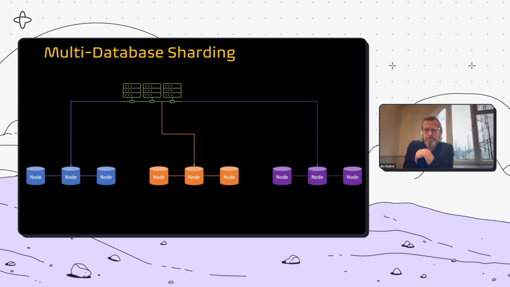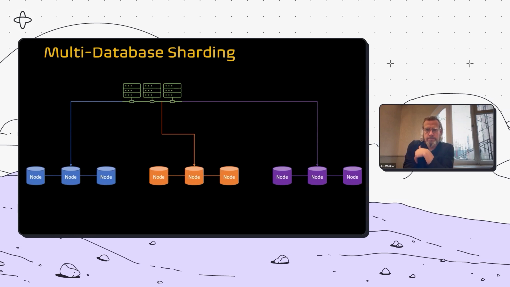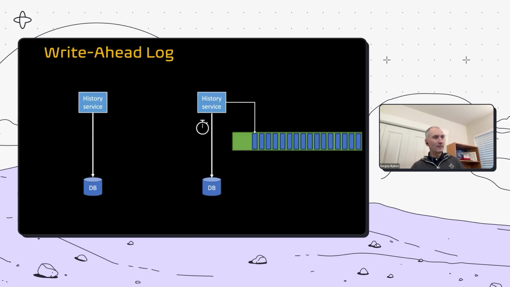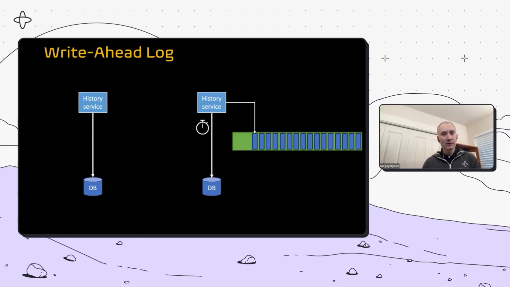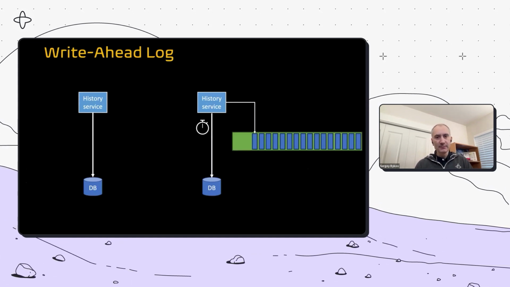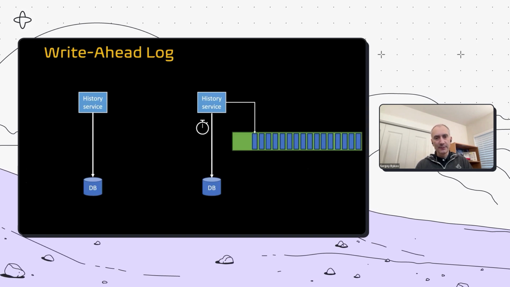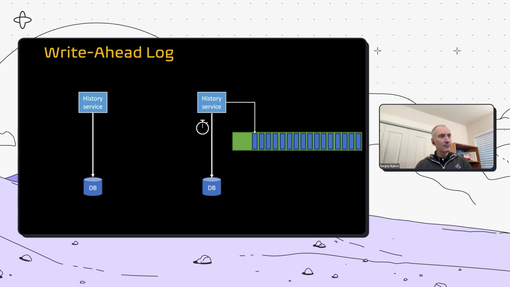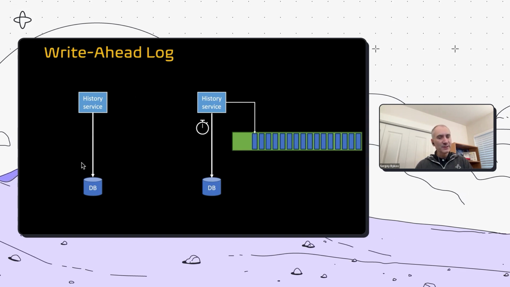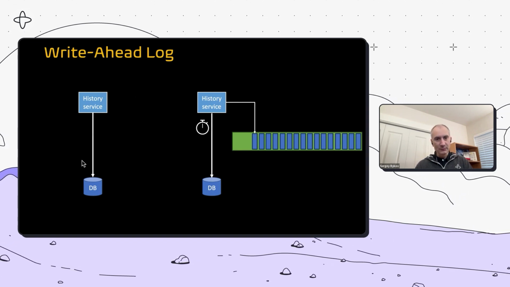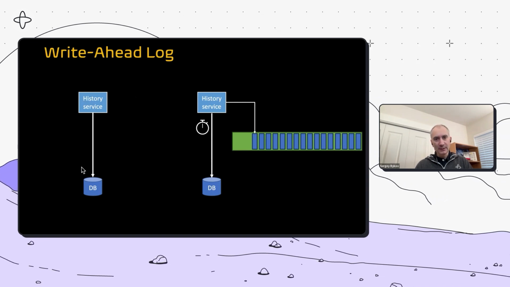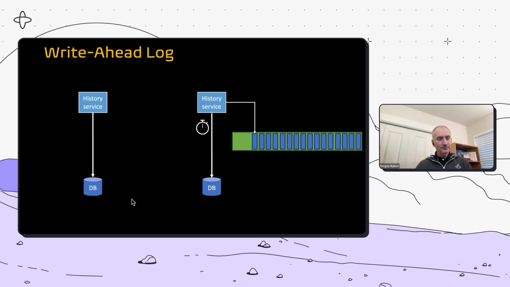Yeah, cool. Right, so this is simple, easy to understand, basic sharding. The write-ahead log was probably the biggest impact in terms of scalability and latency. We talk about Temporal being a write-heavy server, and for every update, every event, we need to write to the database.